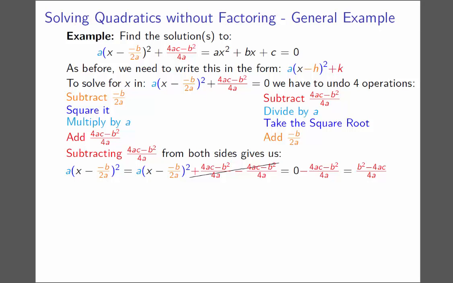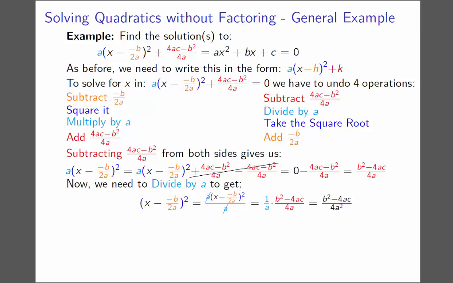The next thing we have to do is divide by a on both sides. This gives us a times x minus negative b over 2a all squared divided by a equals 1 over a, this is another way we can divide by a, times b squared minus 4ac all over 4a. On the right, a times 4a in the denominator is 4a squared, while in the numerator we're just multiplying by 1, so we have b squared minus 4ac still. And on the left, a divided by a is 1, so we have x minus negative b over 2a all squared.